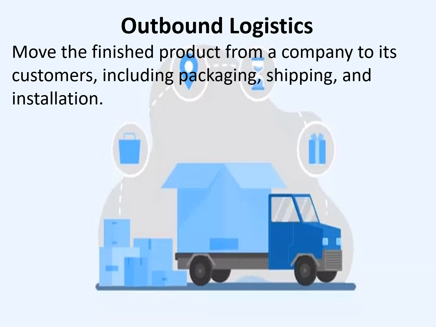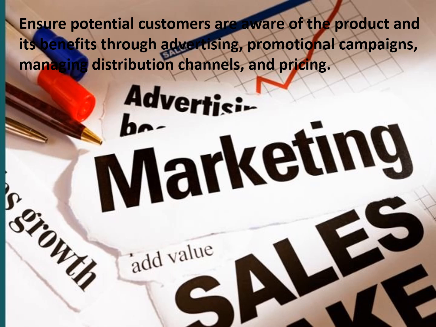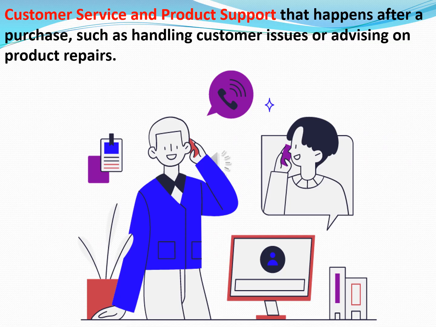Then it is outbound logistics, in which we move the finished product from a company to its customer, including packaging, shipping, and installations. Marketing and sales is also part of primary activities, in which we ensure potential customers are aware of our products and its benefits through advertising and promotional campaigns, managing distribution channels, and pricing. Finally, it is the services: customer service and product support that happens after a purchase, such as handling customers' issues or advising on product repair or usage.